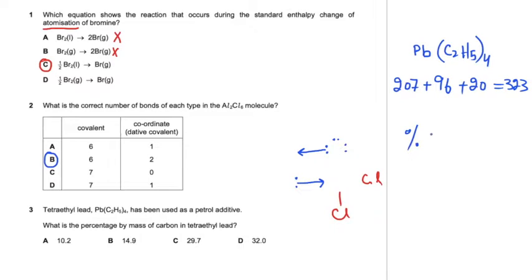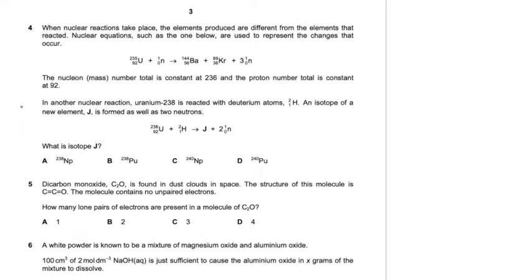We have to find out the percentage of carbon. So what is the mass of carbon in 323? In 323, the mass of carbon is 96 divided by total mass times 100. So 96 times 100 divided by 323, the answer is 29%. C is the answer. Basically, this is a long question, but the main question starts from here.